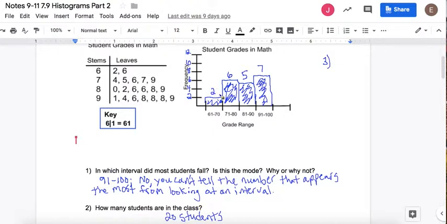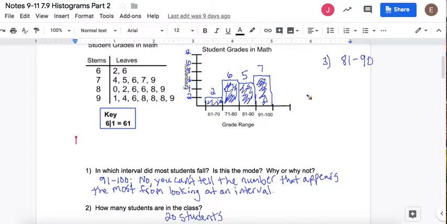Well, here I only have 2. And from here to here, I only have 8. But from here to here, I have 13. So the 10th and 11th number is going to fall right in here, which is 81 to 90. So if I want to find the median interval, I have to cut the data in half and find out where that number would fall.